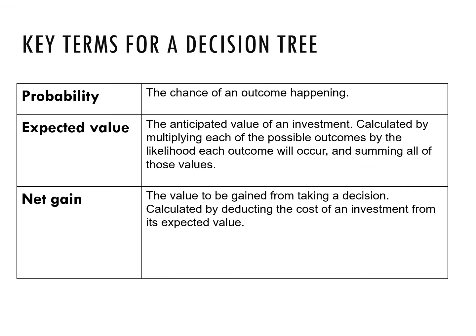So key terms for a decision tree: we're talking about the probability. So it's the chance of an outcome happening. We talk about expected values, so they're the anticipated value of an investment. I calculate this by multiplying each of the outcomes by the likelihood that that outcome will occur, and then adding together all the values. And then lastly, net gain, the value to be gained from taking a decision. So I take the expected value and I subtract the cost of making that decision.